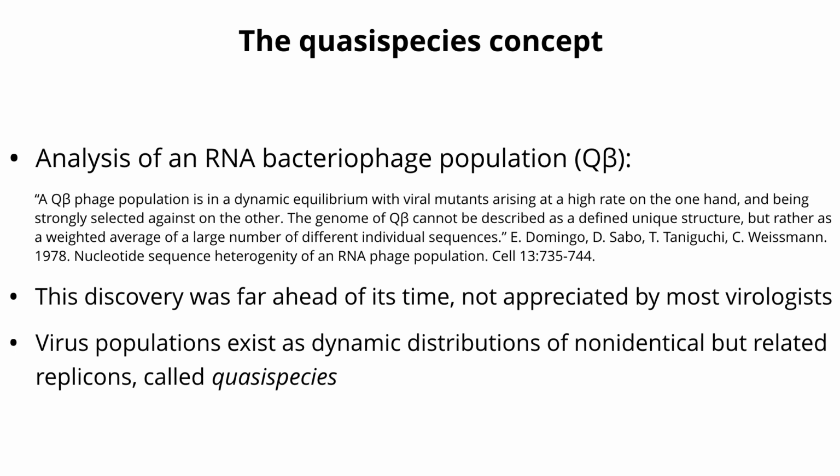But first, quasi-species concept. What is that? So this derives from a paper published in 1978. It was called Analysis of an RNA Bacteriophage Population, Q beta. And this was just about before sequencing, but they were able to look at the genome in a way that hadn't been possible before. And let me read this to you.